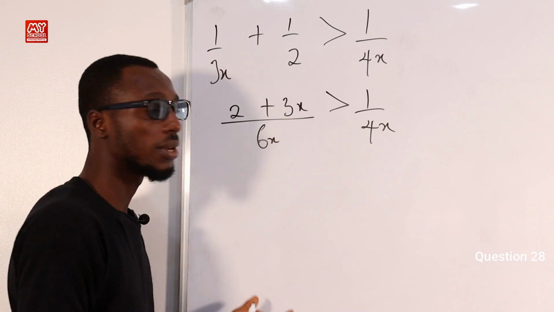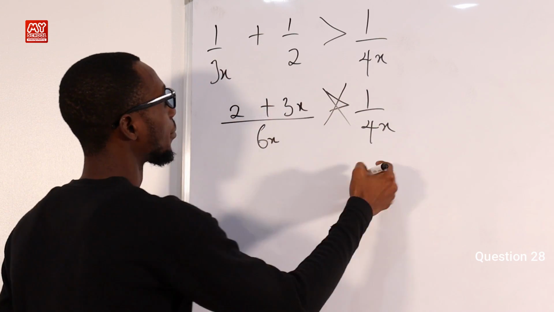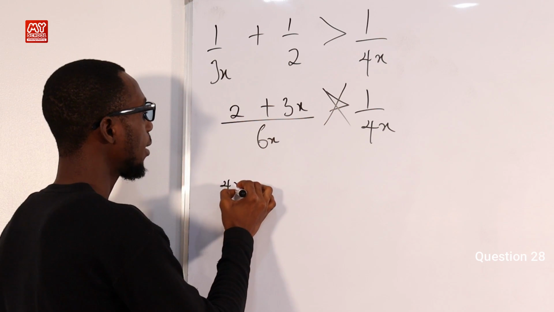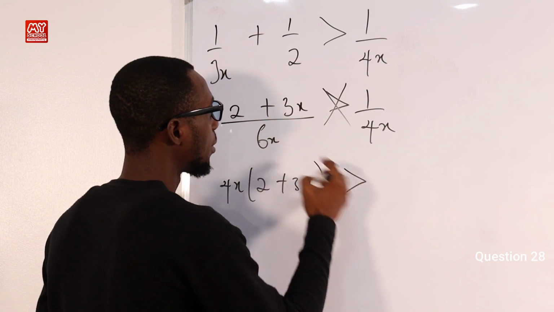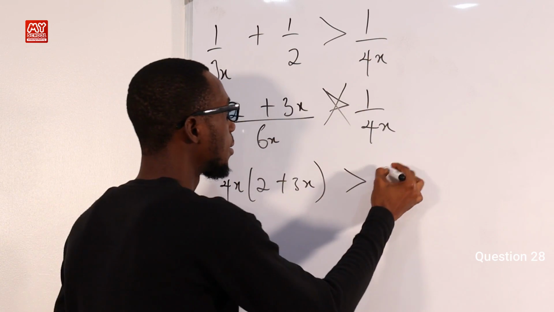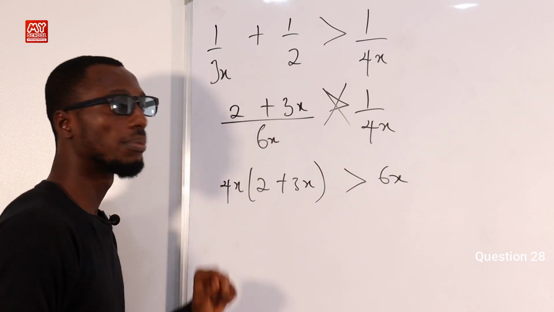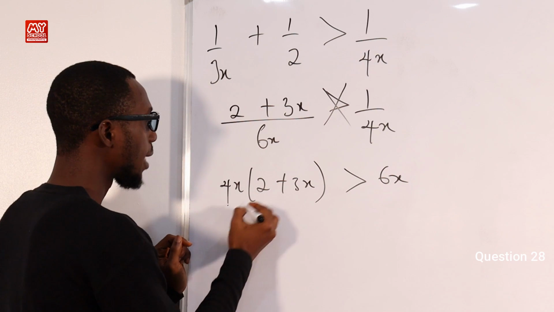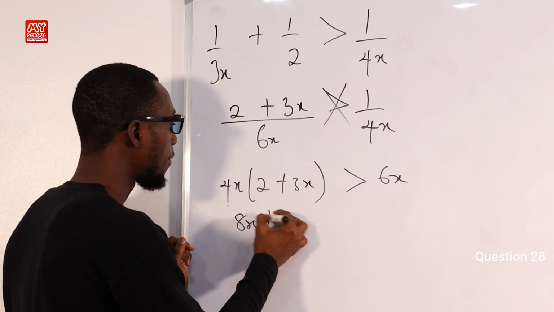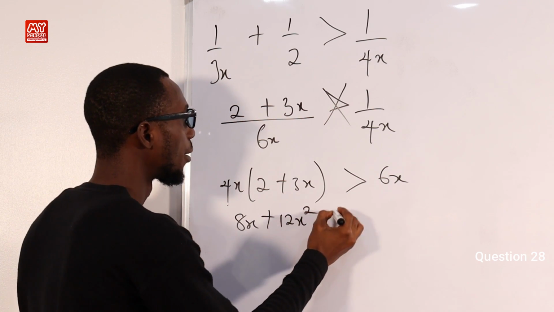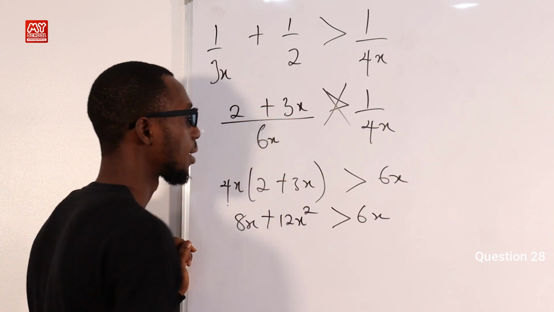We can do simple cross multiplication here. So we'd have 4x bracket 2 plus 3x. Very well. Then we have 6x times 1, that is 6x. So by the time we open up this bracket here, we'd have 4x times 2, we have 8x. 4x times 3x, we have 12x squared. Then we have 6x.